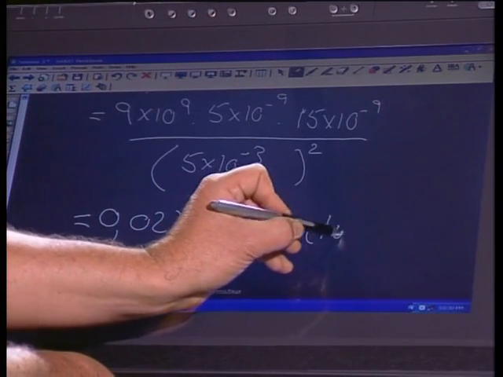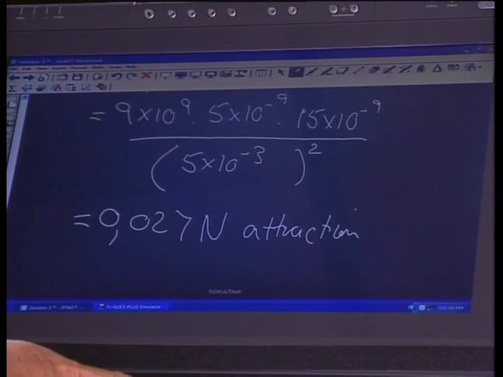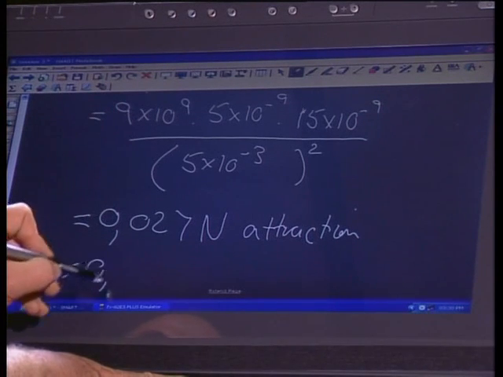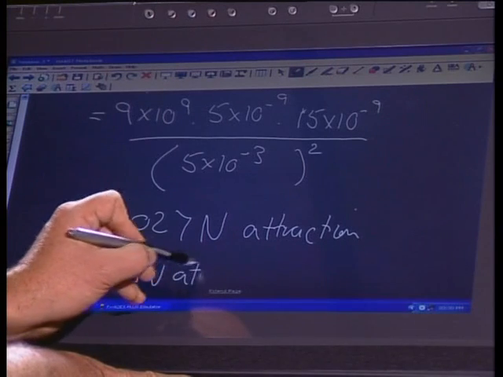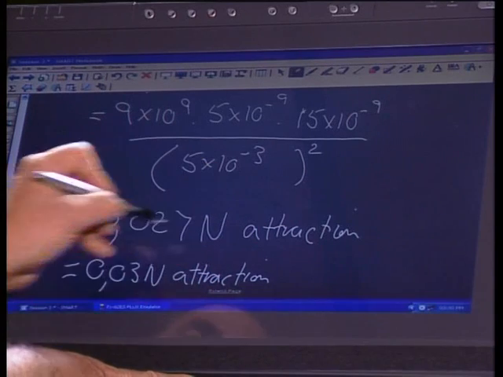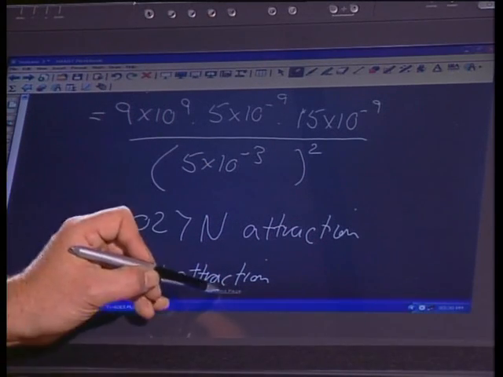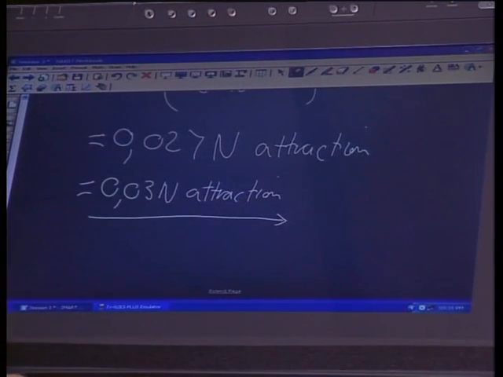I can simplify this one step further because normally you have to give the answer to 2 decimal places. So what we might even be able to say is that it's 0,03 newtons attraction. That's not critical if you leave it like that, unless the question specifically says 2 decimal places. That's what your answer would be. Okay, I think we've got that one in the bag.